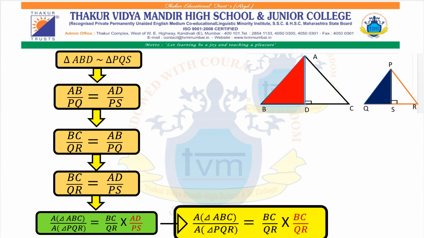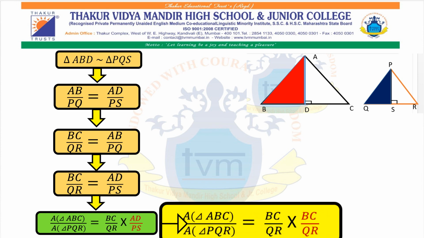So in exam, if you need to remember how you will prove this, if you remember this order, it will be easy for you to prove this theorem. This is how you have to start with. You will first prove triangles similar, you will get sides in proportion, then you can use A1 upon A2, and then you can replace AD upon PS by BC upon QR, and that will give you our proof.